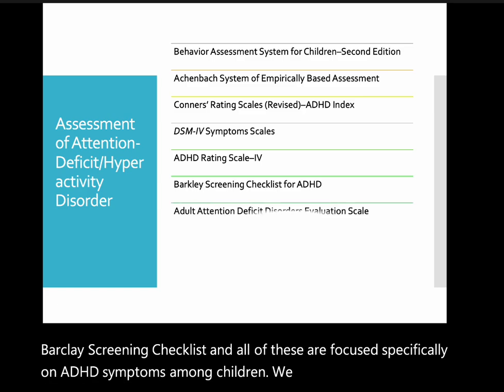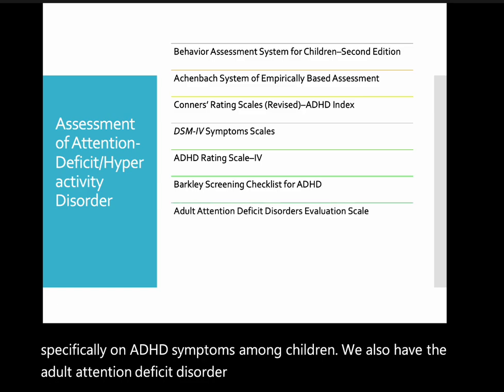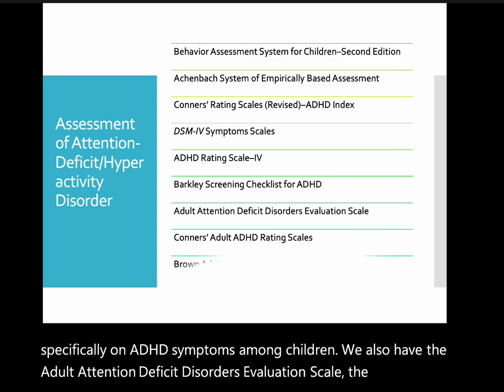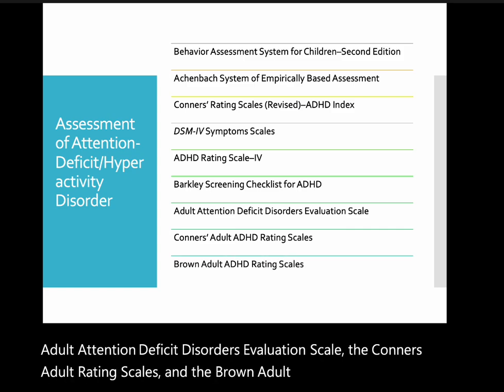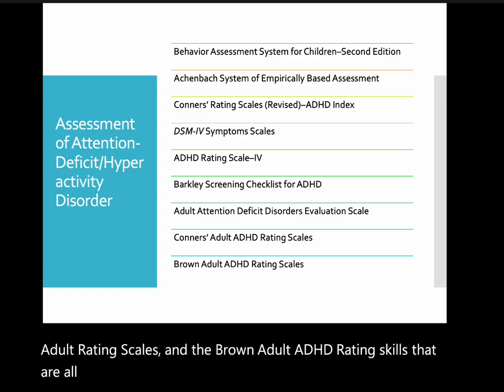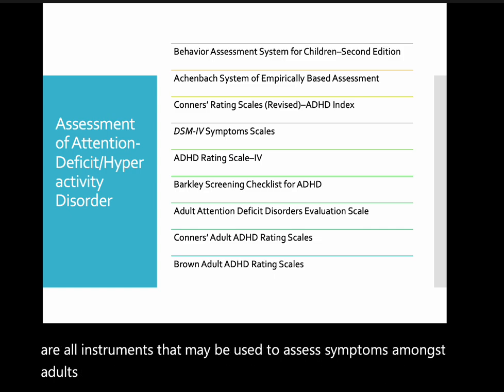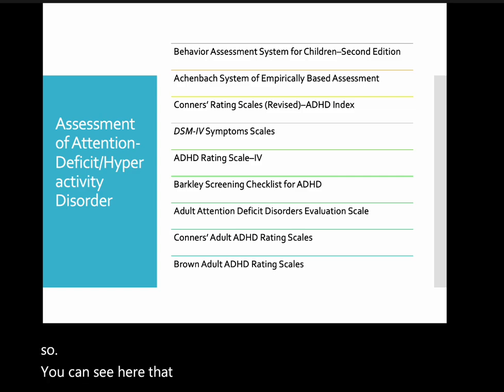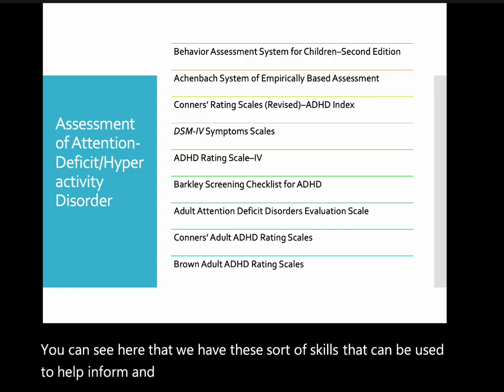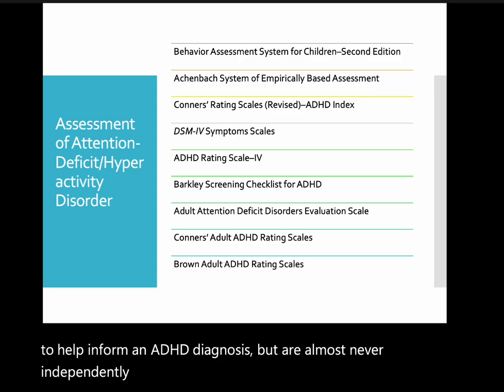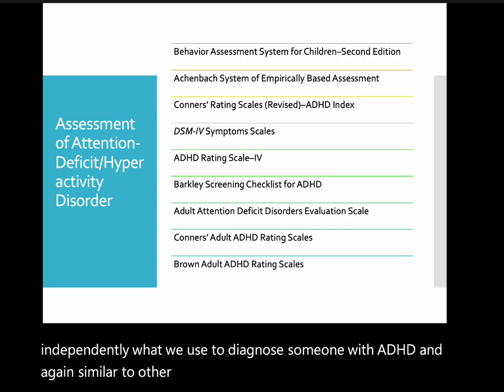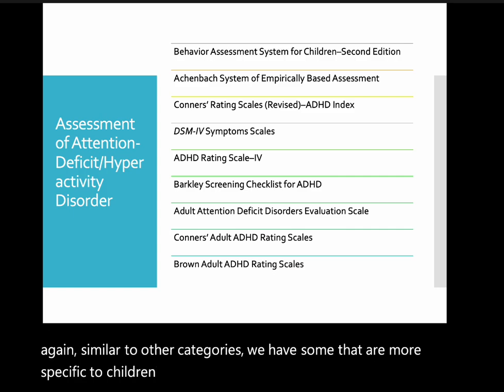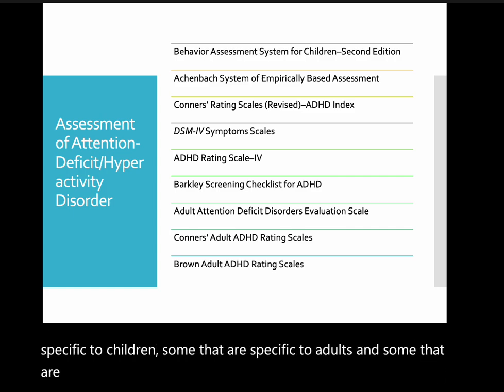We also have the Adult Attention Deficit Disorders Evaluation Scale, the Conners Adult Rating Scales, and the Brown Adult ADHD Rating Scales that are all instruments that may be used to assess symptoms amongst adults. So you can see here that we have these scales that can be used to help inform an ADHD diagnosis, but are almost never independently what we use to diagnose someone with ADHD. And again, similar to other categories, we have some that are more specific to children, some that are specific to adults, and some that are more specific to behaviors amongst many presenting concerns.